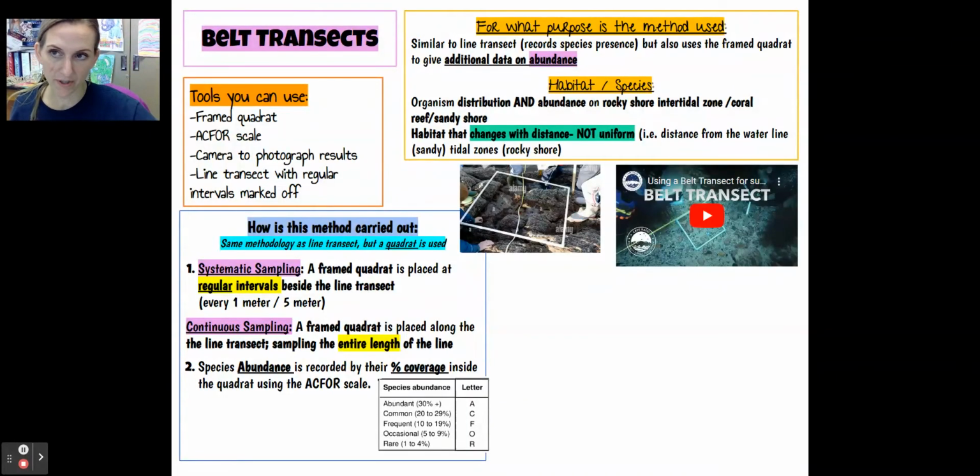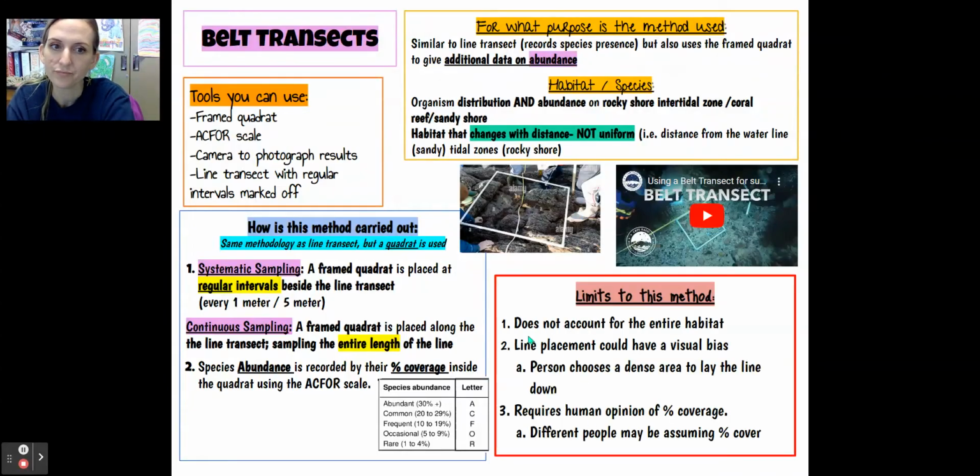And then to calculate species abundance, we're looking at the percent covered inside the quadrat, and you can use the ACFOR scale. Or you could literally just say, this is like 60% covered. But they could use the ACFOR scale. Limits. This does not account for the entire habitat, once again, because you're only sampling what's along the line.